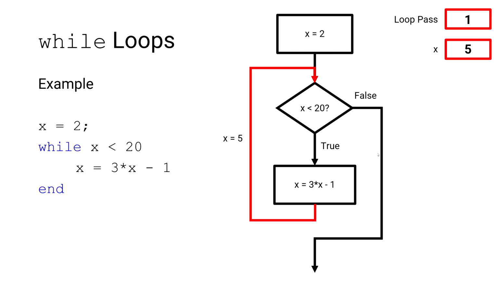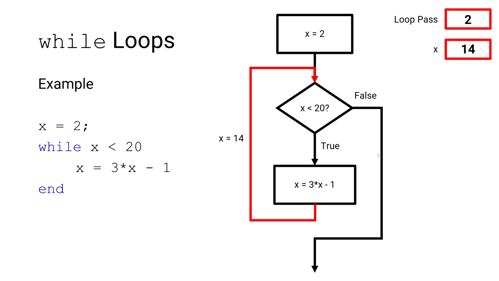Next, we return to our logical expression, and while this statement is true, we will continue to complete loop passes. So our current value of x is 5, that is less than 20. This statement is true, and we evaluate our statement again. Our new value of x is equal to 3 times our current value of x minus 1, and our new value of x is now 14.